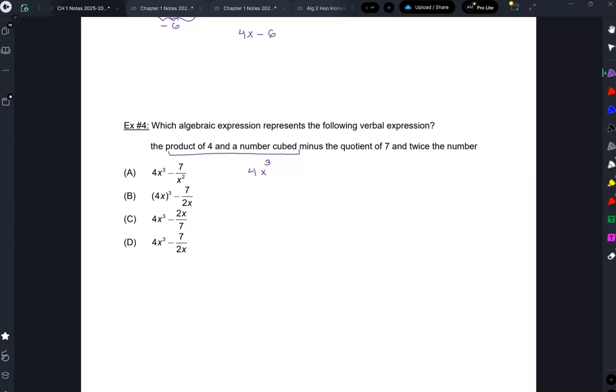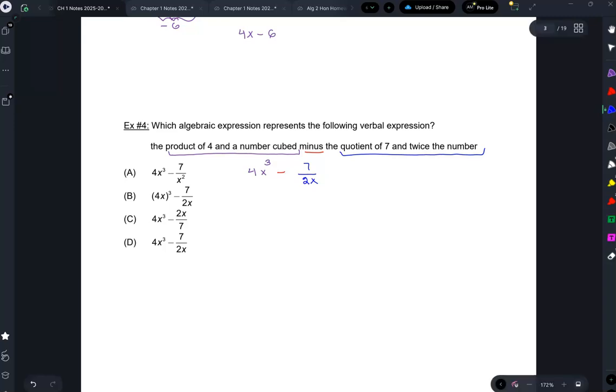So product of 4 and a number cubed. Okay? Minus the quotient of 7 and twice the number. So is quotient plus, minus, times, or divide? Division. The quotient of, so quotient, division, like a fraction, 7 and twice the number.